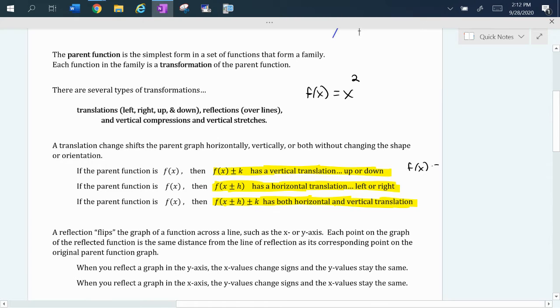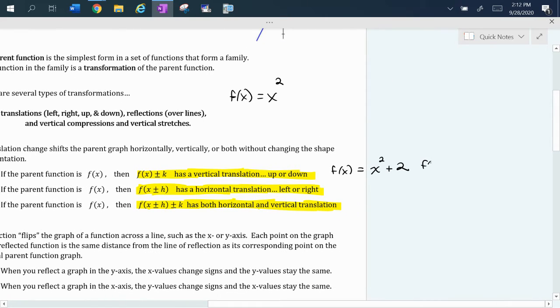So a vertical translation would be something like f of x equals x squared plus 2. So notice the plus 2 is at the end of the function. Also, we could have f of x is equal to x squared minus 3. Notice the minus 3 is at the end of the function.